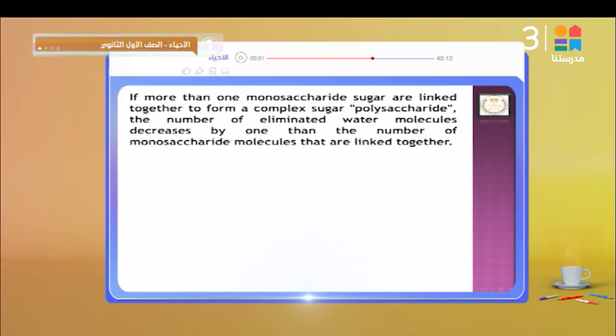When more monosaccharide sugars are linked together, they form complex sugars called polysaccharides. That means glucose plus glucose plus more than 2 is called a polysaccharide, while only 2 glucose is called a disaccharide. These are the differences between monosaccharide, disaccharide and polysaccharide. Monosaccharide plus monosaccharide is called a disaccharide. Monosaccharide plus more than 1 is called a polysaccharide. For example, starch, cellulose, and glycogen, which is stored in the liver in the form of glycogen.